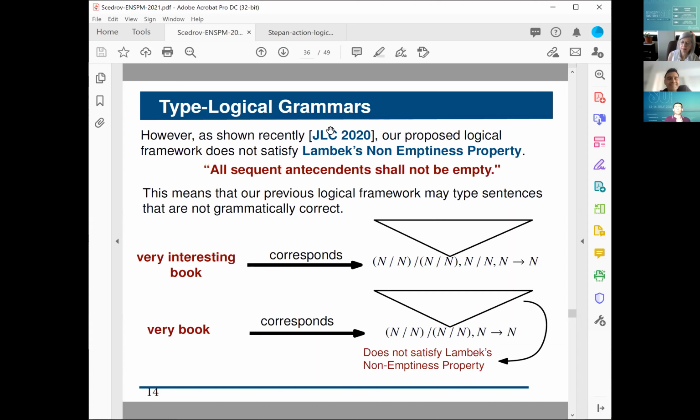And what we showed in this paper is the impossibility theorem that you cannot have cut elimination, substitution property, and Lambek non-emptiness condition and the standard exponential rules of linear logic at the same time. Something has to give, okay? So what to do?